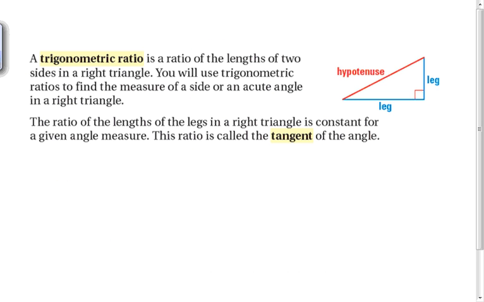So a trigonometric ratio is a ratio of the lengths of two sides in a right triangle. So we have two legs and we have the hypotenuse. Depending on which angle we're talking about, if we're looking at this angle, the side that's opposite that is right here. The side that's adjacent would be right there. And the hypotenuse is the hypotenuse. That's the thing that doesn't change. The other legs can change because if we're talking about this angle, this little green angle, the side that's opposite that is the leg that's green.